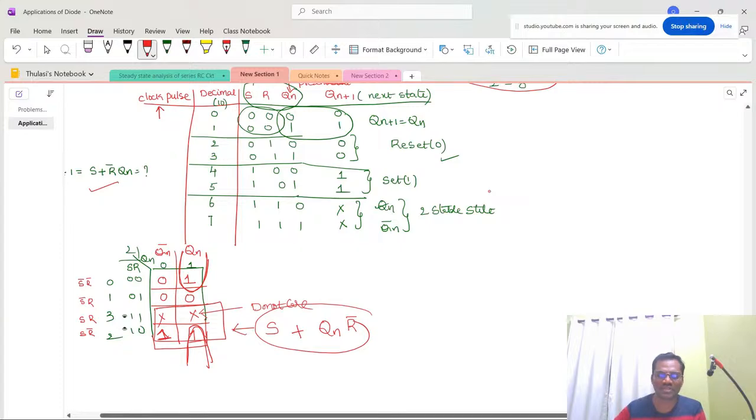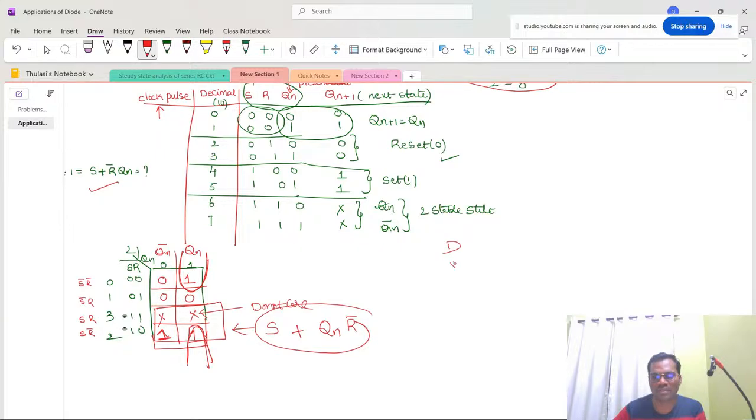We'll meet in another video on how to get the SR flip-flop for D as well as SR flip-flop for JK flip-flop as well as for toggle flip-flop.